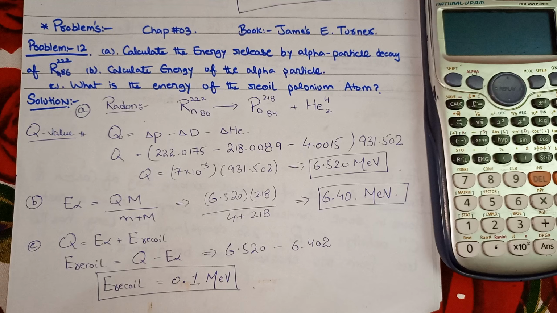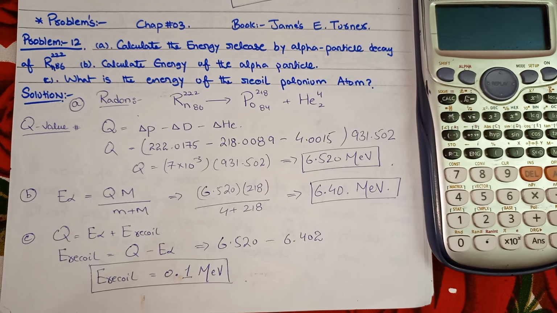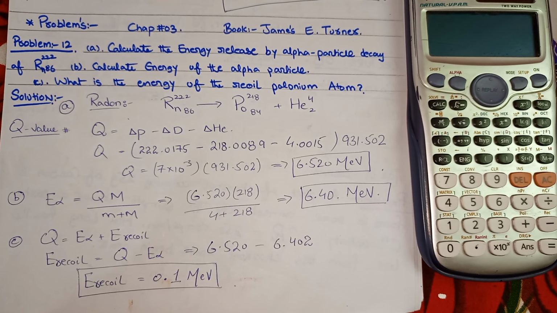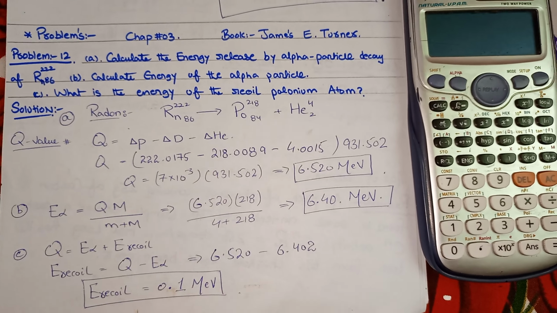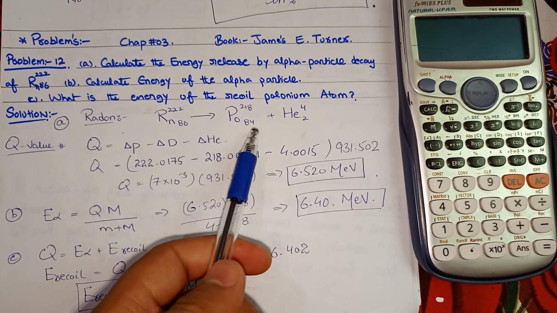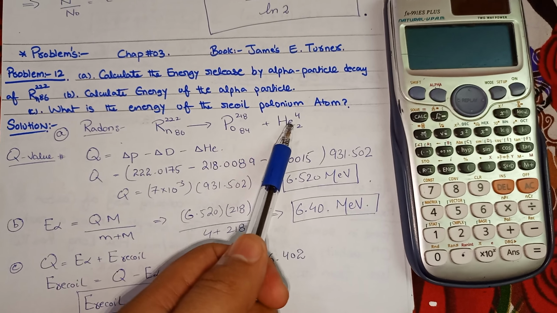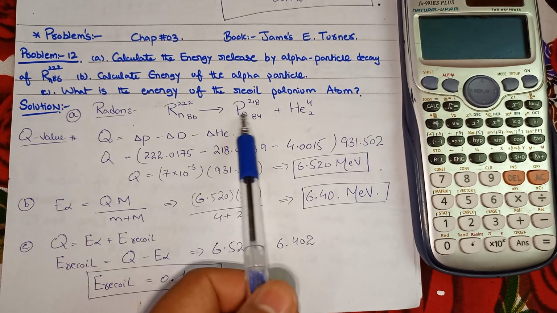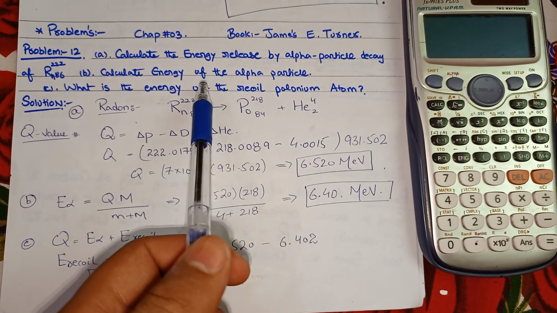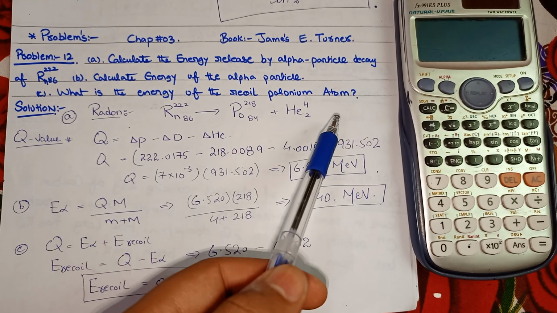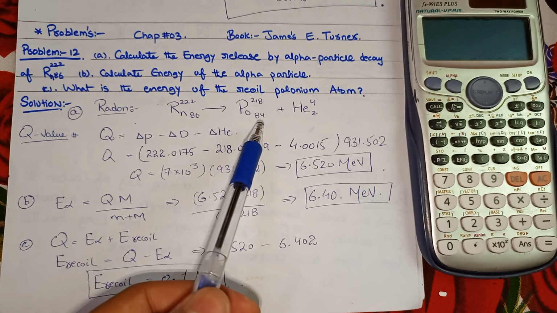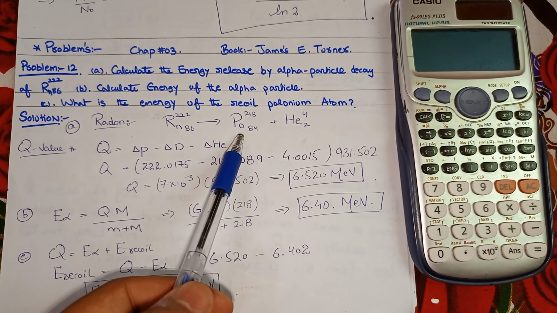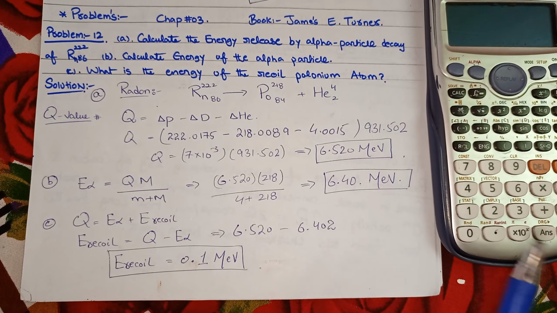And what is the energy of the recoil polonium atom, meaning you also have to calculate the residual energy, because you see here that your radon is converted into polonium plus an alpha particle, meaning a helium atom. So first of all, you calculate the Q value, then you calculate E alpha, the energy of the alpha particle, and lastly the energy of the residual particle. In this case, this is polonium. So let's start by finding the Q value.